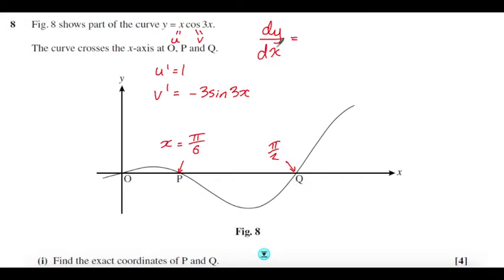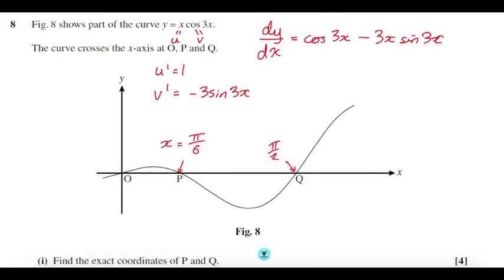So u times v dash is... sorry, v times u dash is cos 3x plus u times v dash, as I just said, isn't it? So basically, one function times the other derivative plus the other function times that derivative. So we're going to have this times by x, so minus 3x sine 3x.